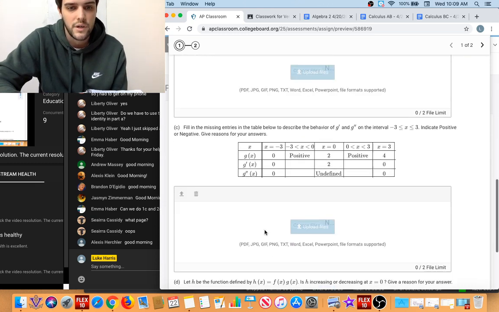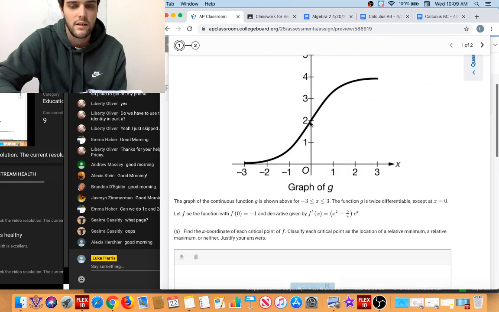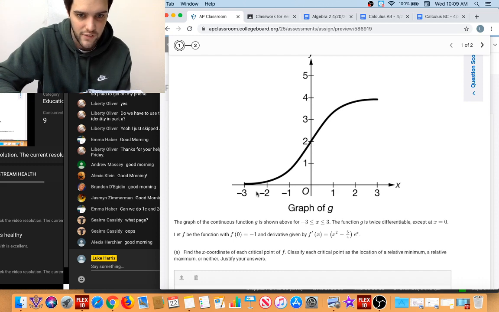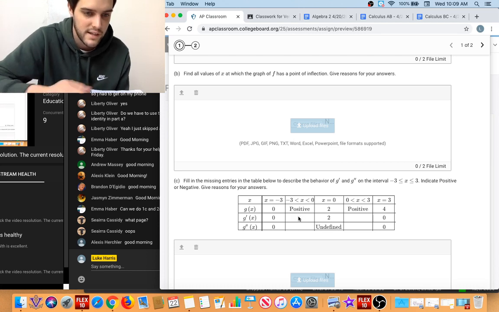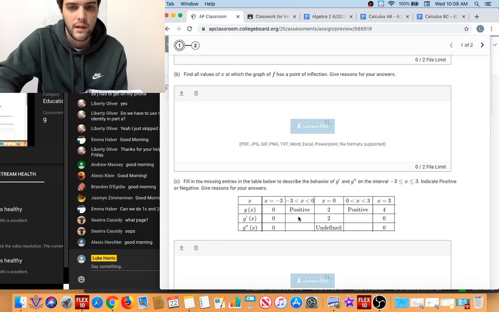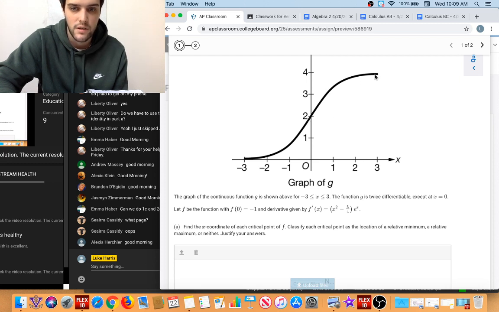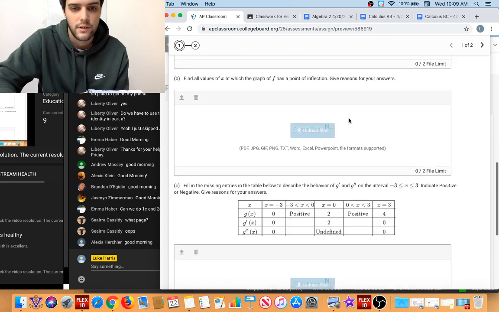Okay, so we go back down here and it says fill in the missing entries. From -3 to 0, let's check the derivative. In other words, is it increasing? From -3 to 0, is this graph increasing? Yeah, looks to me it is. So that would be positive. Your derivative would be positive. Positive correlates with increasing. How about from 0 to 3? Is this function increasing? Yep. As x gets bigger, y gets bigger. So it's increasing, meaning that is a positive derivative. Okay, back down to the table.